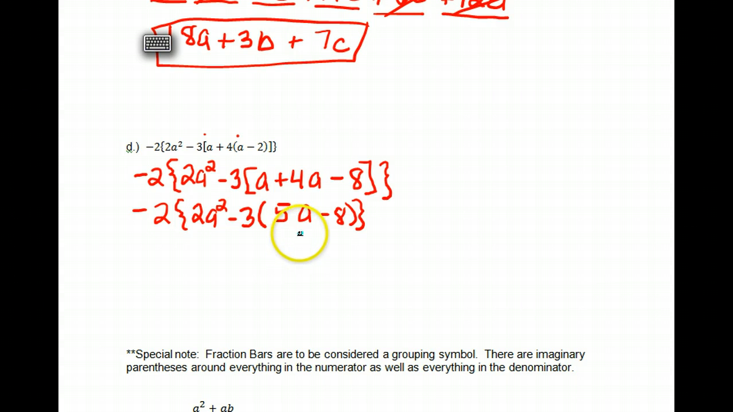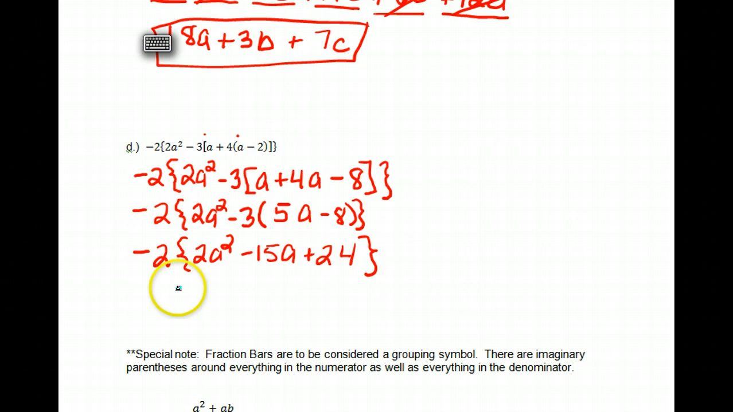And we are going to work our way through there because since we can't do that, we have to distribute the negative 3. So I'm going to bring down my negative 2, my brace, my 2a squared, and we are now going to simplify. Negative 3 times 5 makes negative 15a. Negative 3 times negative 8 makes positive 24. Close your brace.